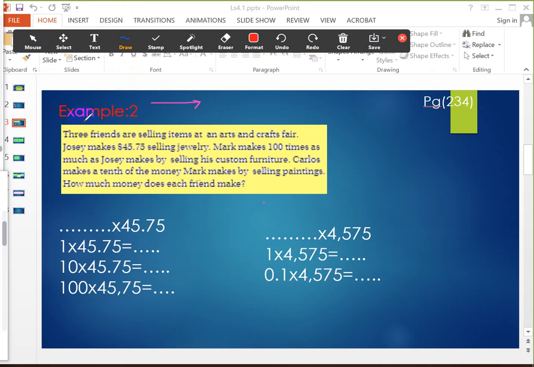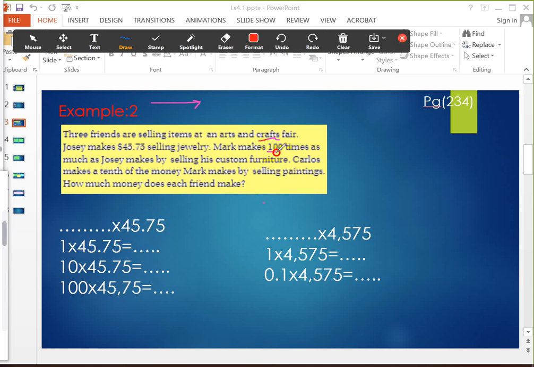Now, 3 friends are selling items at an arts and crafts fair. Josie, you know arts and crafts? Something you do in art class. Okay? So Juicy makes 45.75 selling jewelry. Mark makes 100 times as much as Juicy makes by selling his custom furniture.